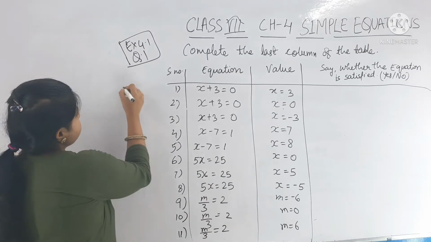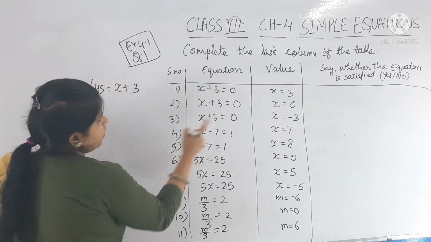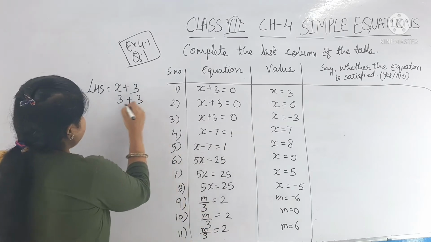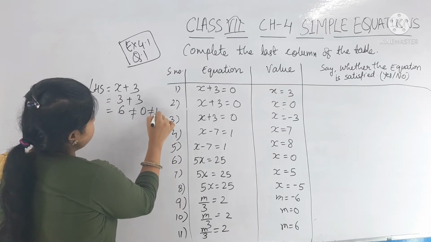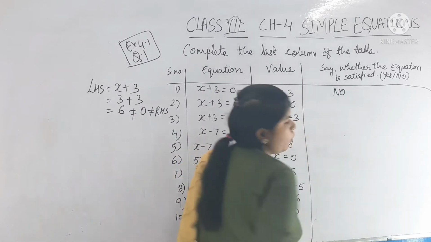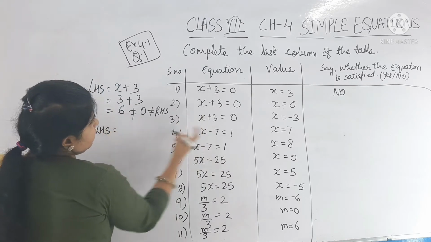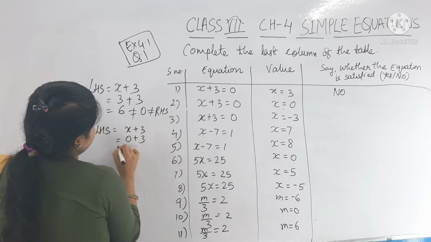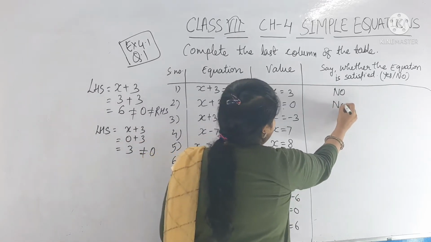So let's see x plus 3, that is the LHS. We have to put the value x equal to 3 here. 3 plus 3, that is 6, so not equal to 0, not equal to RHS. So it is not satisfied, and we have to write no. Like this, for x plus 3 equal to 0 only, x equal to 0 we have to put: 0 plus 3, that is 3, not equal to 0, not equal to RHS. So here not satisfied means no.